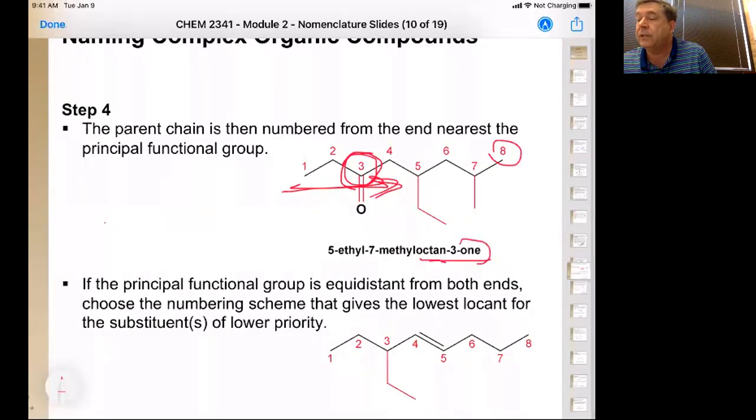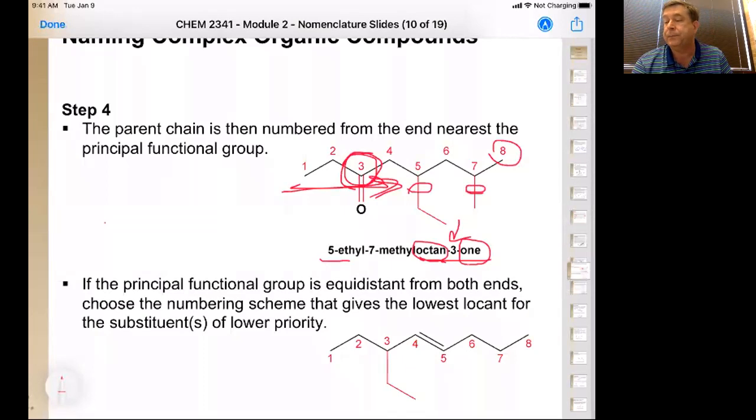So we showed it's a ketone. That ketone is on the 3 carbon. We have 8 carbons in our main chain, and we have 2 substituents, an ethyl group on the 5 carbon and a methyl group on the 7 carbon, giving us 5-ethyl-7-methyloctan-3-one. Octane. Notice there's no E there.